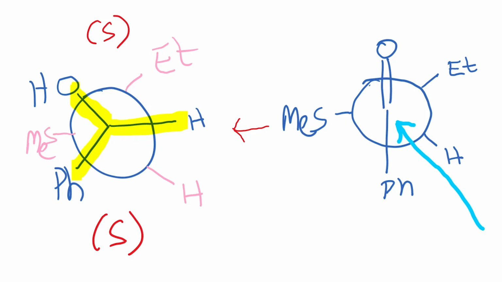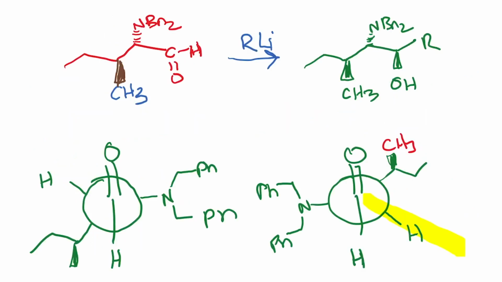Now let's look at one more example wherein we have this kind of a group. This is NBn2, which is actually nothing but nitrogen with two benzyl groups. Okay, a benzyl group is this as shown here, and so the nitrogen with two benzyl groups has a lone pair on the nitrogen, and so this is the compound. And what we do is we react this carbonyl compound with, let's say, methyl lithium or ethyl lithium or some organolithium compound, and we end up with this product.